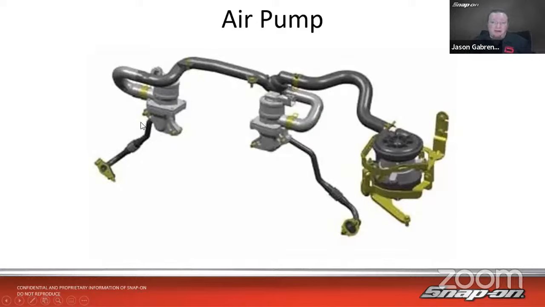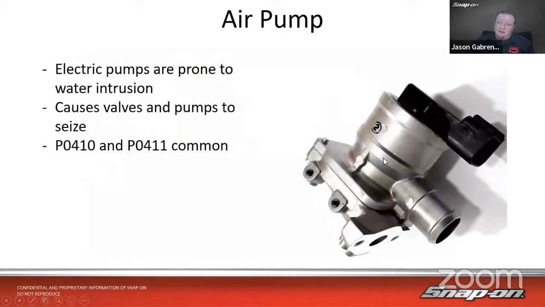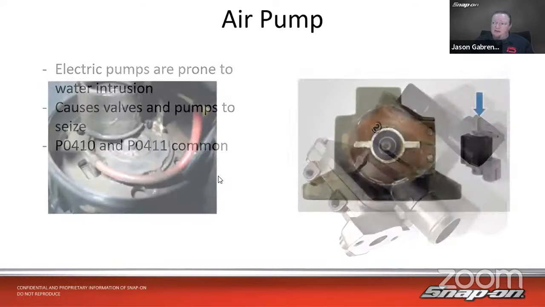So there can be failures in these systems, especially on these electrically operated systems. So they are prone to water intrusion, or maybe more correctly it would be the condensation in the exhaust gets in there and it keeps getting in there. And over time they seize, they corrode. I got a couple pictures on the next slide that'll show you about that. So common codes related to this, it's going to be P0410 and P0411, depends on the side. One's driver's side, one's passenger side.